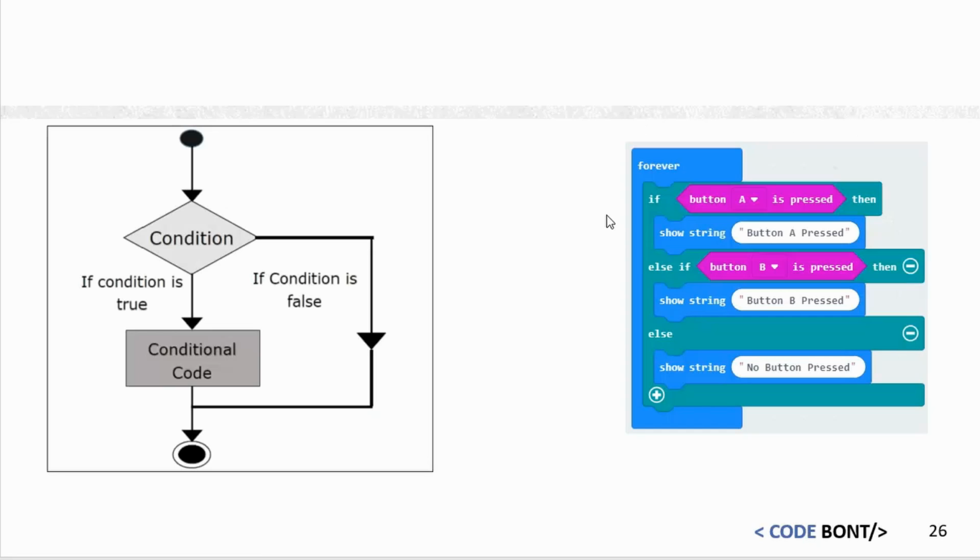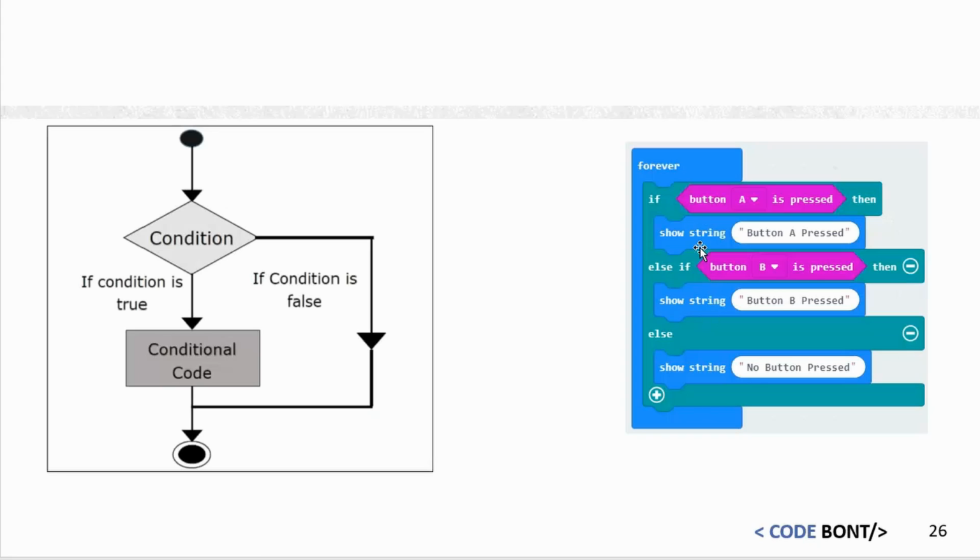Now this is just a screenshot from the MakeCode microbit website, and I've got other videos on my channel showing you how to build things using a microbit. This is encased in a forever loop, but the premise is the same. So if button A has been pressed, then I'm going to have a message saying button A is pressed. Else if, so there's another condition here that says else if button B is pressed, then we're going to show string button B is pressed.